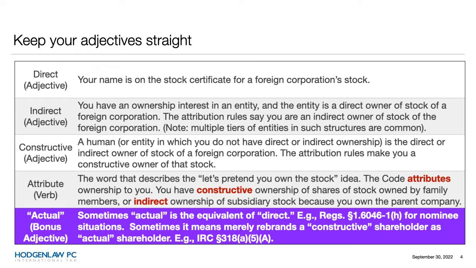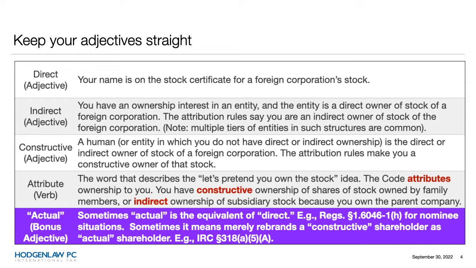The second one that I just want to highlight here, it's a grammar thing. When we talk about direct stock ownership, indirect stock ownership, constructive stock ownership, we're talking about an adjective: direct shareholder, indirect shareholder, constructive shareholder, shareholder being the noun. And attribute or attribution is the verb. So the way by which we cause somebody else to be treated as if, make pretend, they are an actual shareholder is by attribution. So as you go through this, keep in mind what is happening.